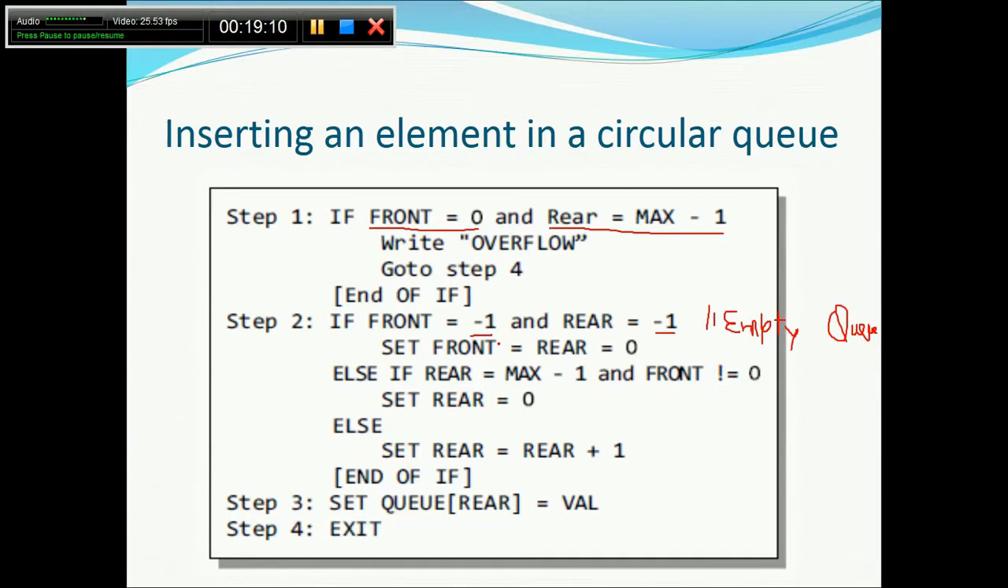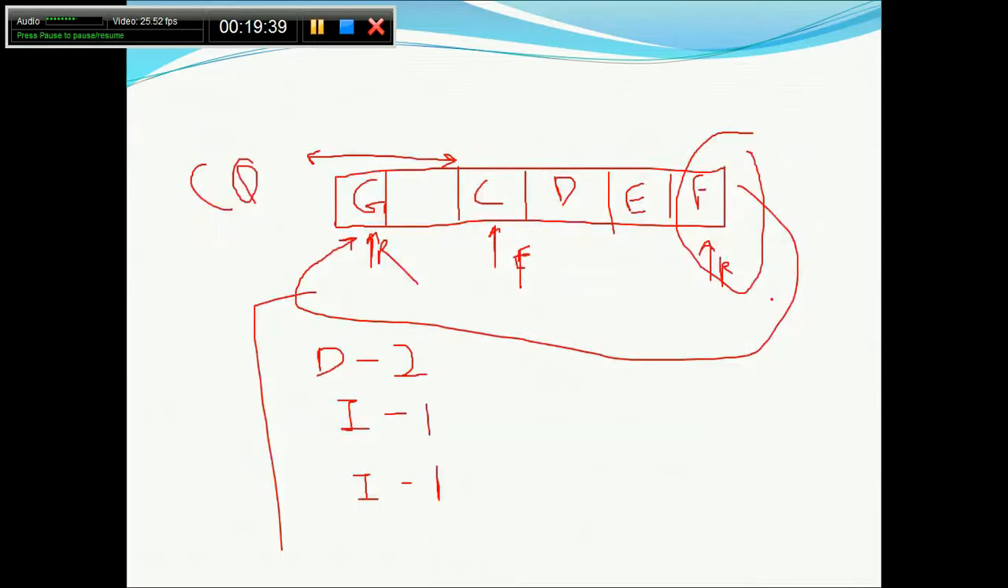Otherwise, if rear is equal to max minus 1, rear has reached the last index in the array of that particular queue, and also front is not equal to 0, meaning front is pointing to some index more than 0, then we have some free space at the start. You can see the condition here. Suppose I make some deletion. I'm just trying to explain this condition to you.